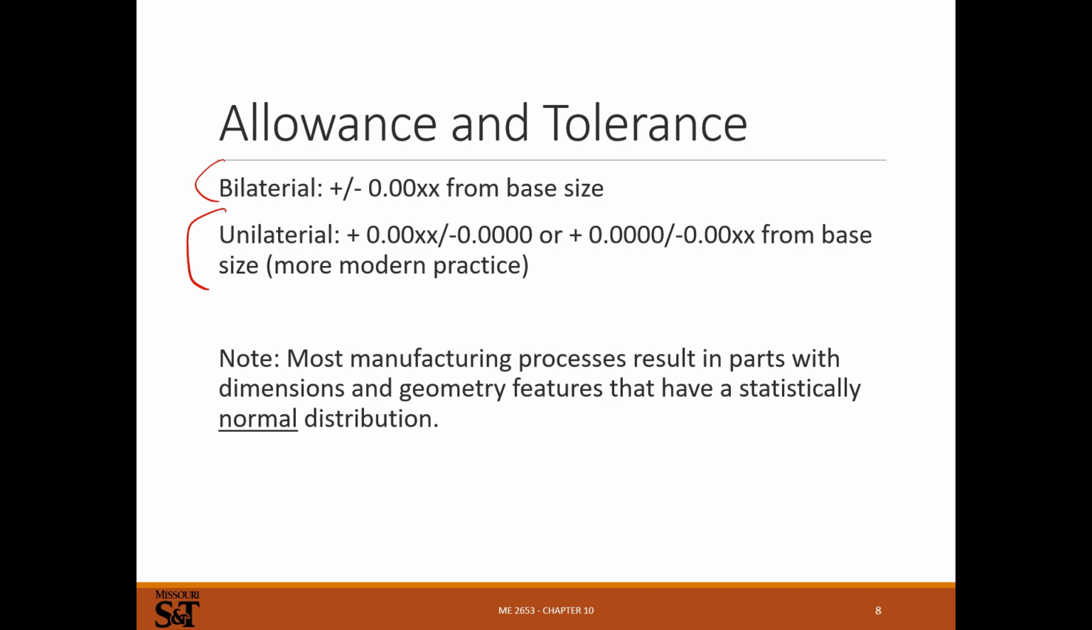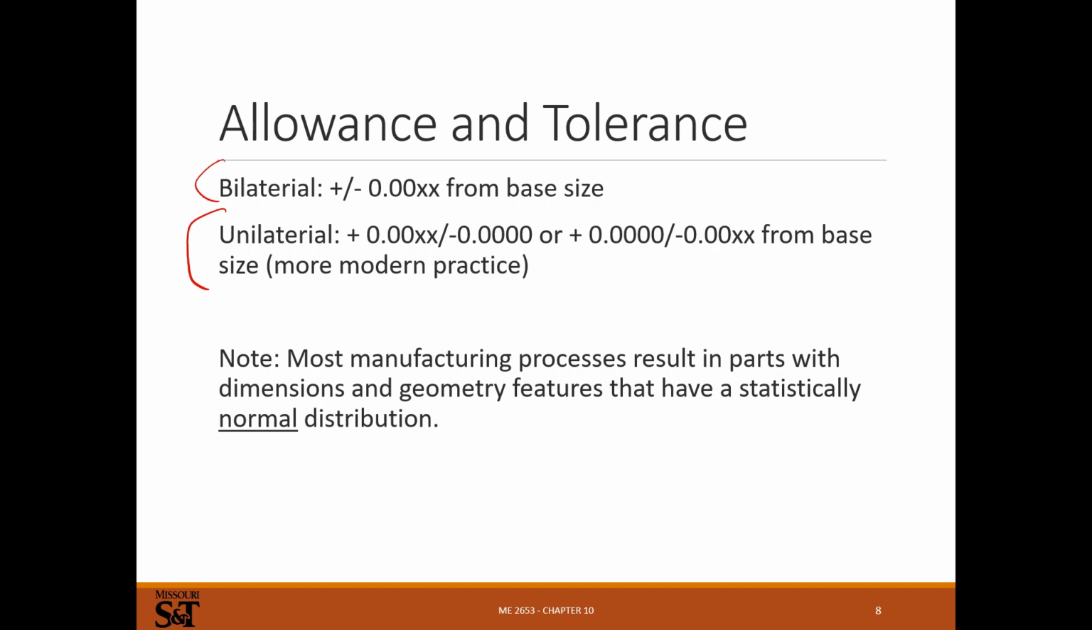It's usually better to say, this is my nominal size, and this is how much bigger I can be or how much smaller I can be, depending on if it's a shaft or a hole for a press fit. It's good to establish the nominal and then a unilateral tolerance on one side. It's easier to keep your sanity when you're trying to establish things.